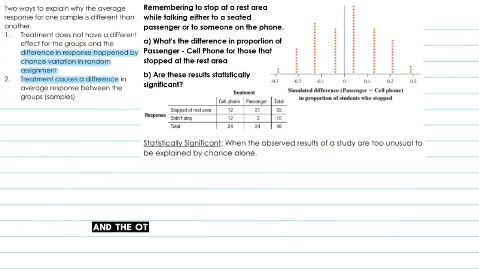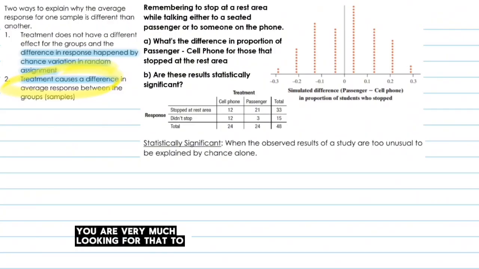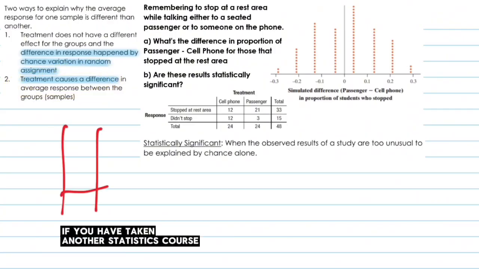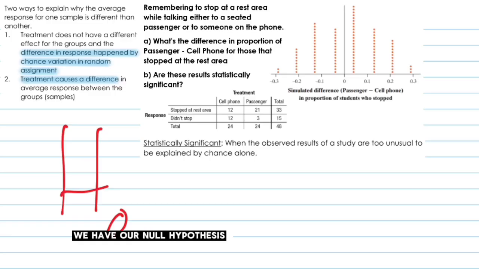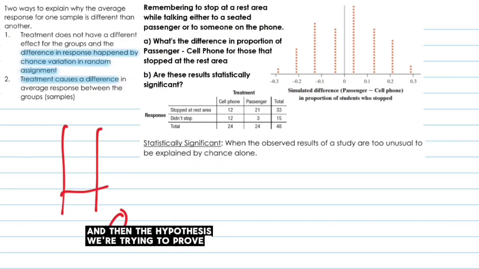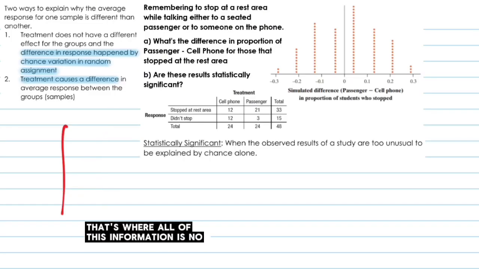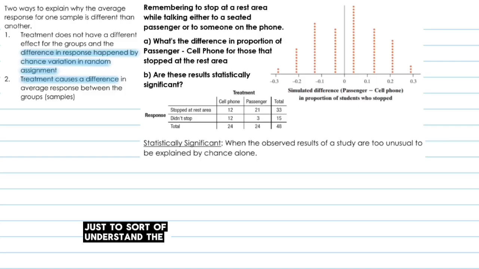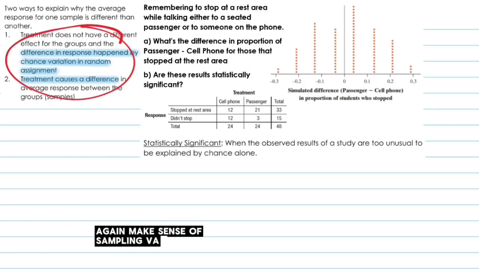And the other reason why you might see sampling variability is that the treatment actually does cause a difference. And that makes sense, of course. You are very much looking for that to happen. This starts getting us to the idea, if you have taken another statistics course before, of the null hypothesis and then the hypothesis we're trying to prove. That's where all of this information is now going to go, but we will get into it in a later section. So let's take a look at an example right here just to understand the main idea of how to make sense of sampling variability.